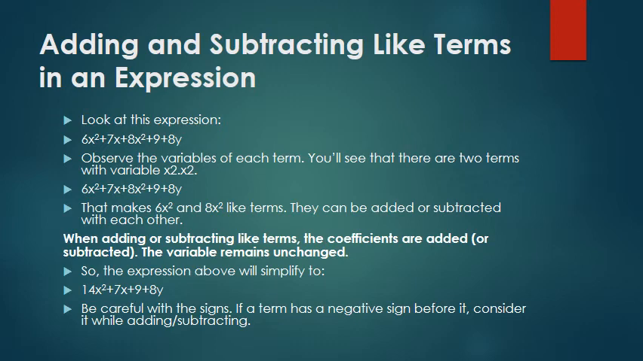So when we simplify this expression, we will get 14x square, 7x as it is, 9 constant term as it is, and the term with variable y as it is, as there is no other like term with variable y. So this will be the simplified answer. We have to be very careful with the signs. If a term has a negative sign before it, consider it while adding or subtracting.